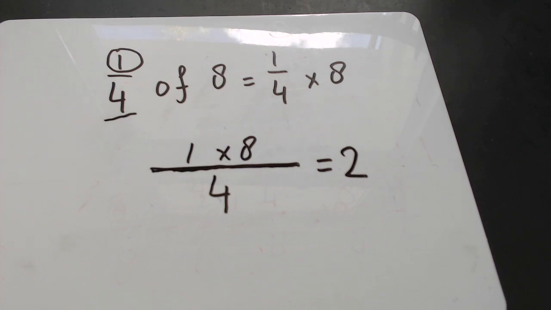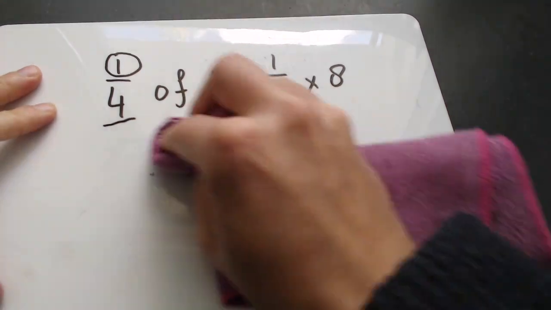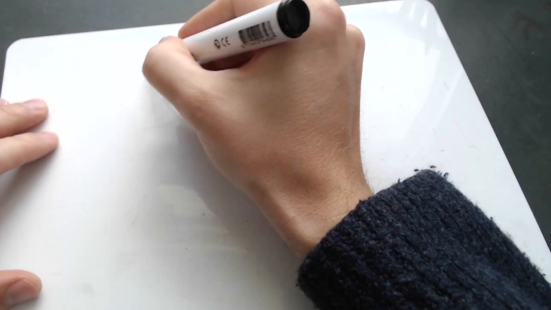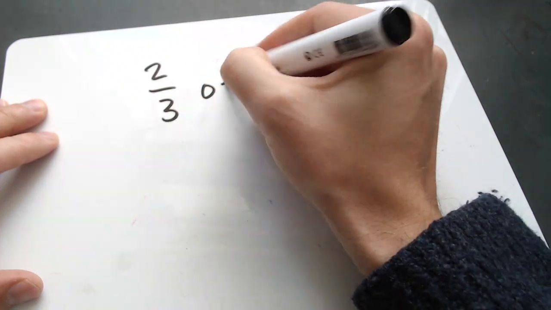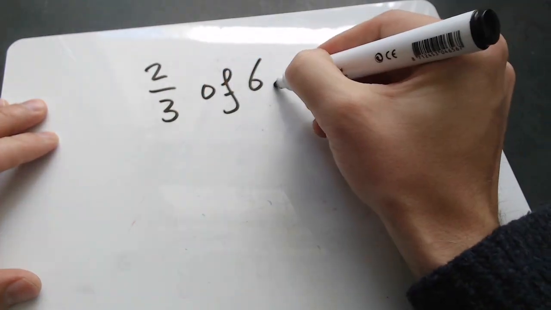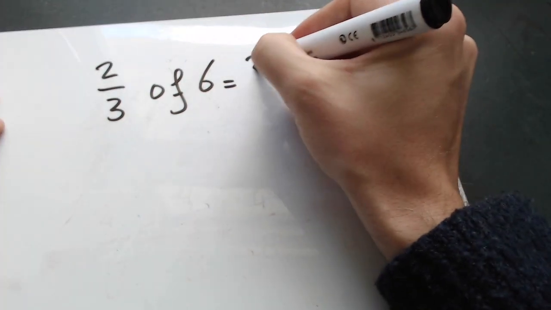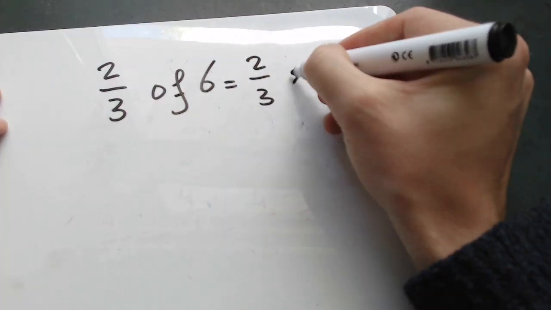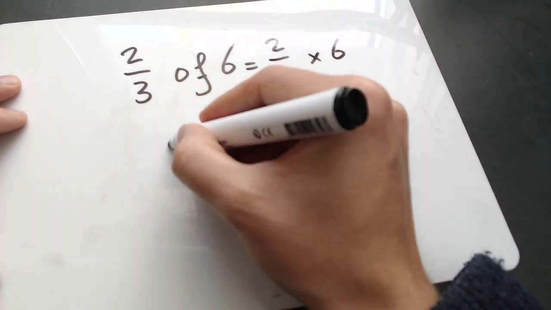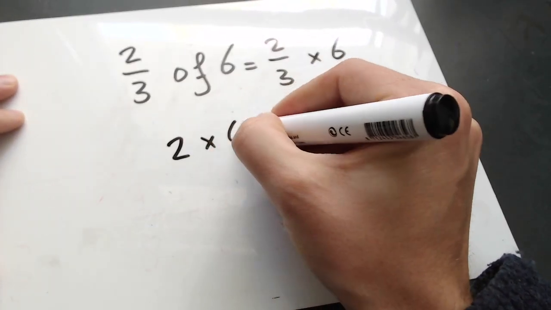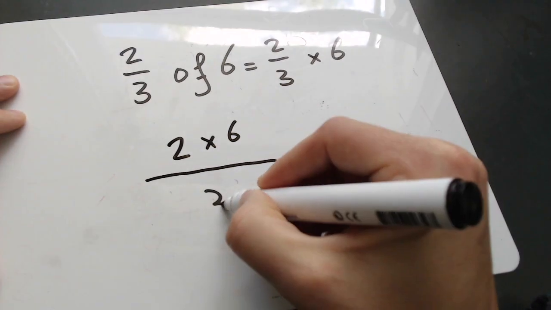Let's try another sum. I'm just going to erase the whole thing and write down a whole new sum. Let's say we're going to do 2/3 of 6. So 2/3 of 6 is the same again as 2/3 times 6. And then we're going to write that down again. 2 times 6 divided by 3.